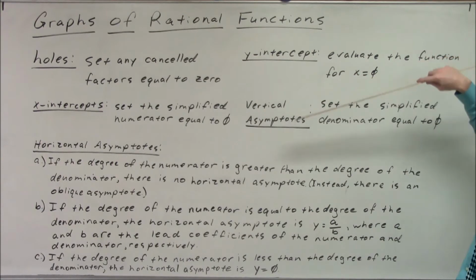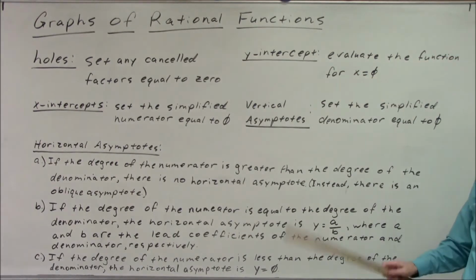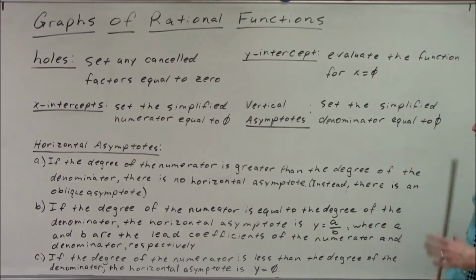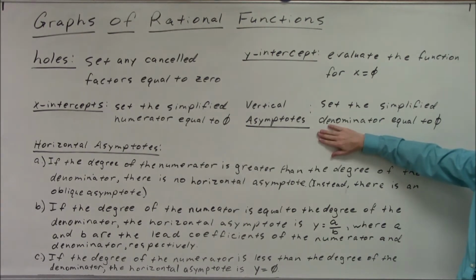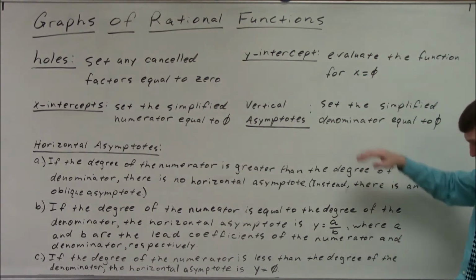A vertical asymptote is a line we cannot equal. Our function is undefined at that point. So we can never equal a vertical asymptote. Our graph can never cross a vertical asymptote.